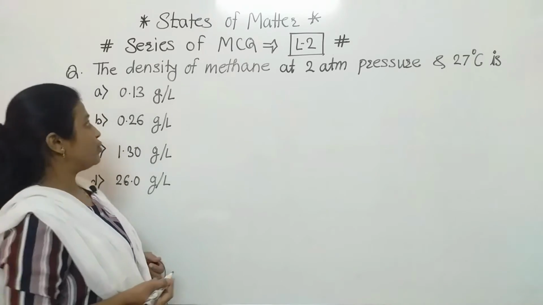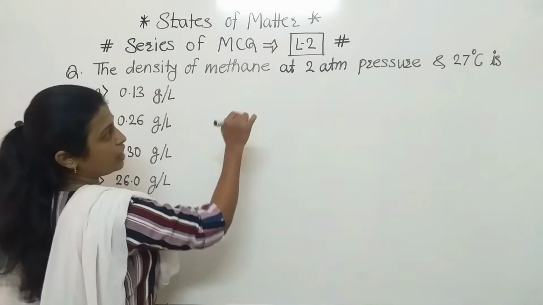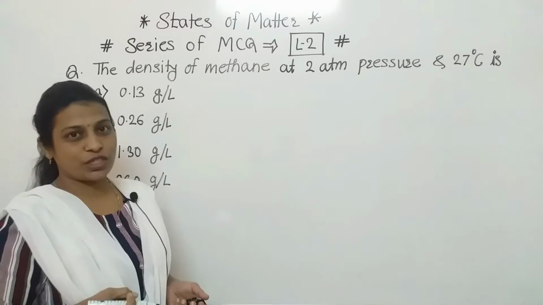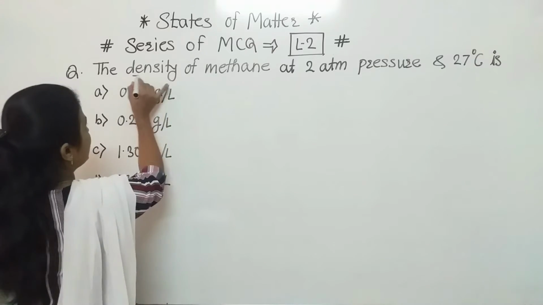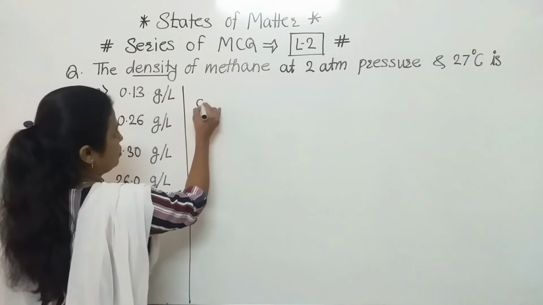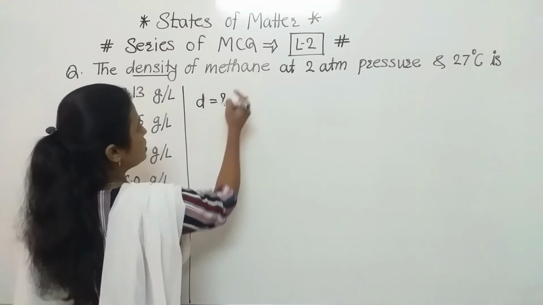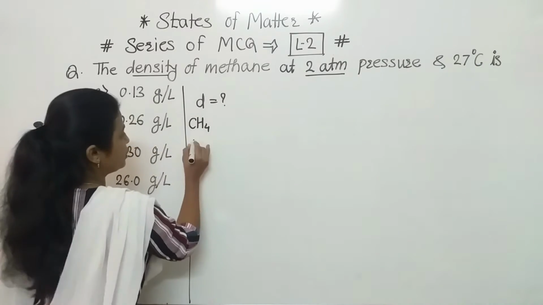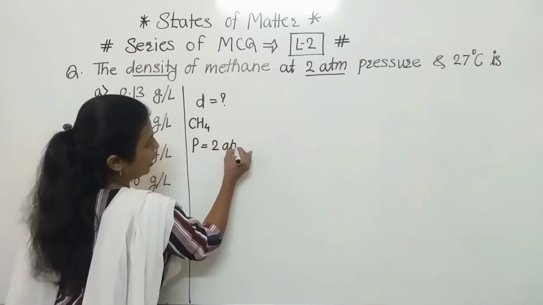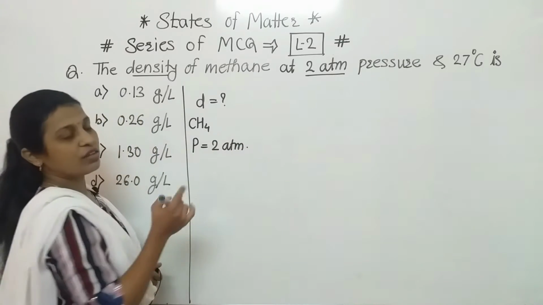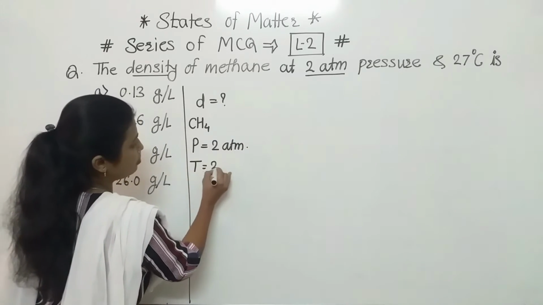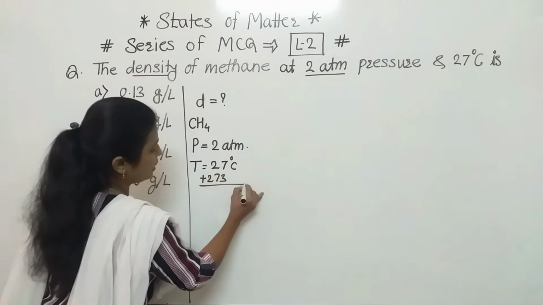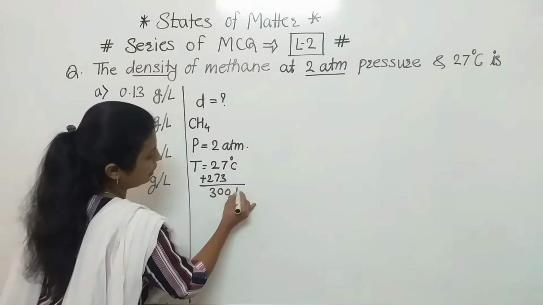Now see, this is the second one. The density of methane at 2 atmospheric pressure and 27 degrees Celsius. It is only one sentence, but how to solve it? We have to find the density, denoted by the symbol D, of methane, whose formula is CH4, at 2 atmospheric pressure. Pressure is given, 2 atmospheric pressure. Temperature is given, 27 degrees Celsius, so firstly we will convert into Kelvin, and that will be 300 Kelvin.